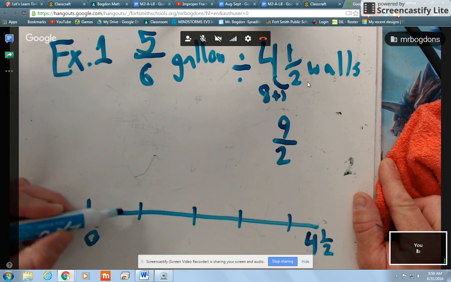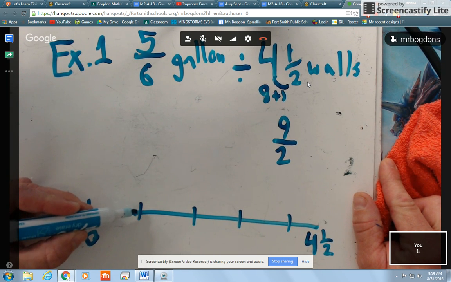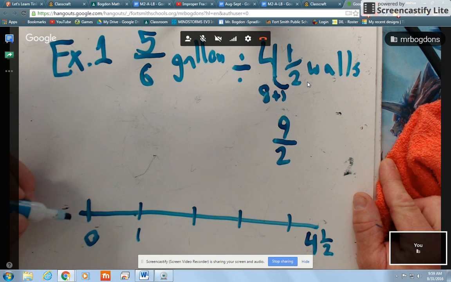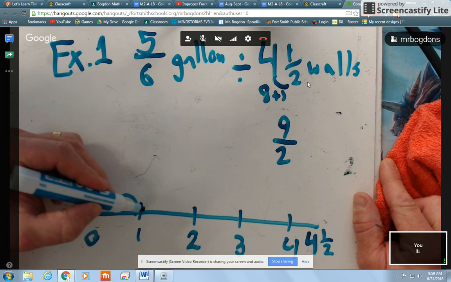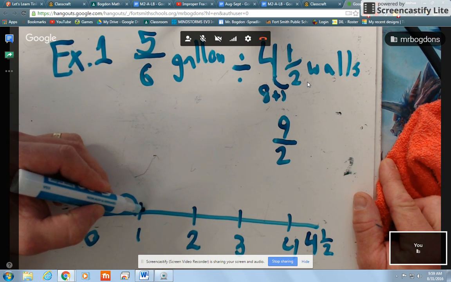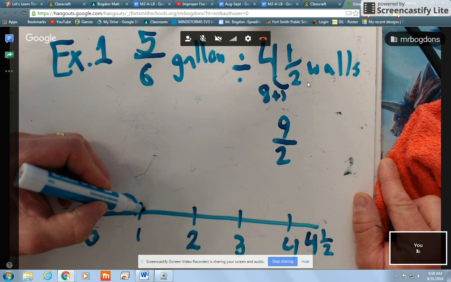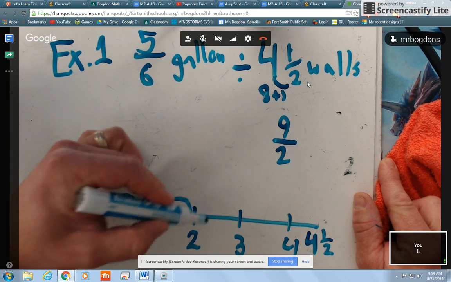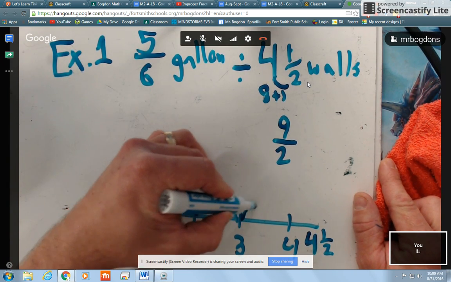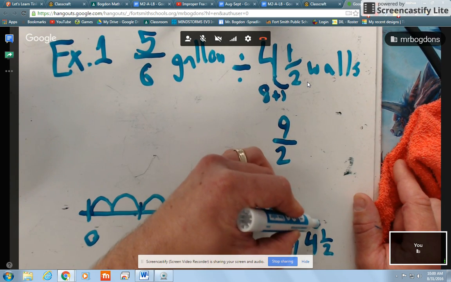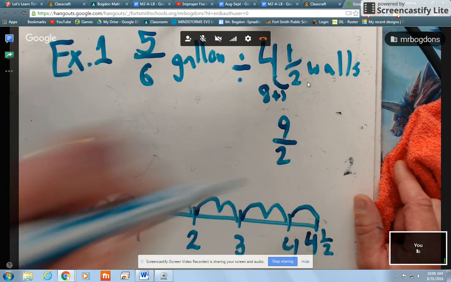So how many halves are in the first one? 2. Here's 1, 2. How many halves are in the second? How many halves are in one whole, people? 2. How many halves are in this whole? How many halves are in this whole? Then I've just got 1/2 left.